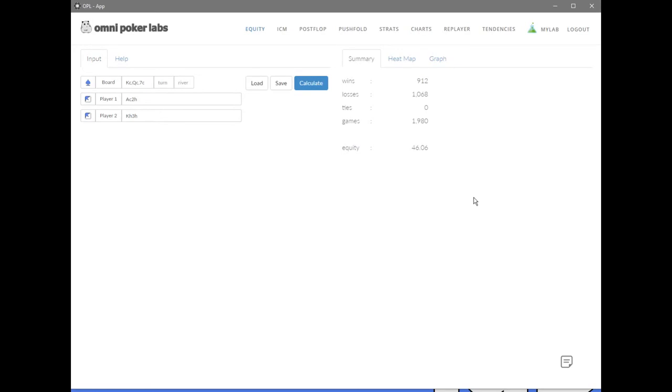The second way is to get an approximation of your pot equity, for example, when deciding whether to defend your big blind. This can be useful, but you need to remember that even though a hand might have pretty good equity, it may not be possible to realize that equity when there's post-flop play.